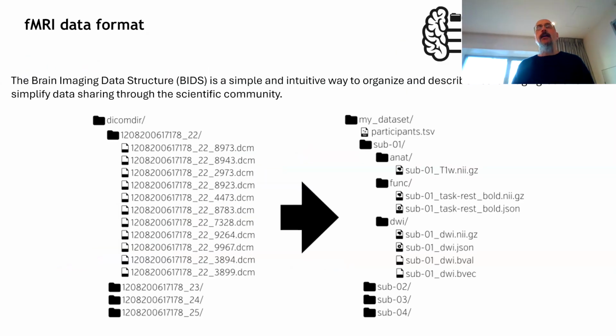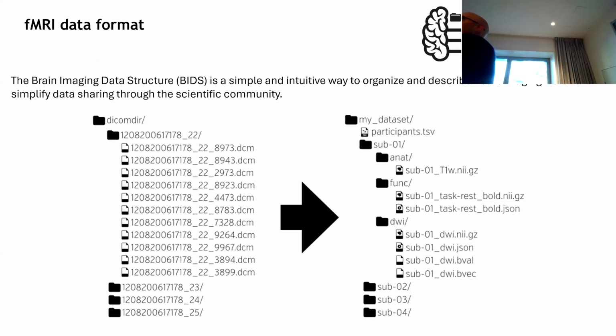Okay, go on. So I talk about standardization. Now in neuroimaging, we use the BIDS standard. BIDS stands for Brain Imaging Data Structure. It's a simple and easy way to organize and describe your imaging data efficiently.